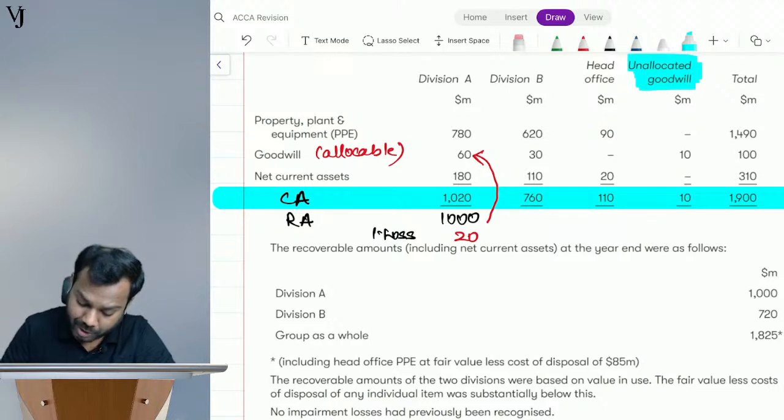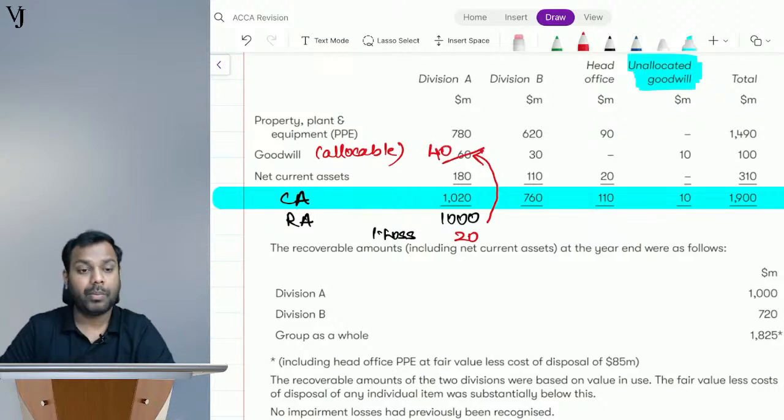So how much does it become? I will impair this by 20. It will become 40.